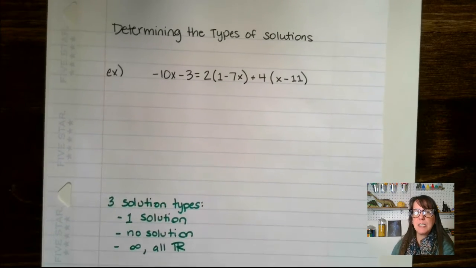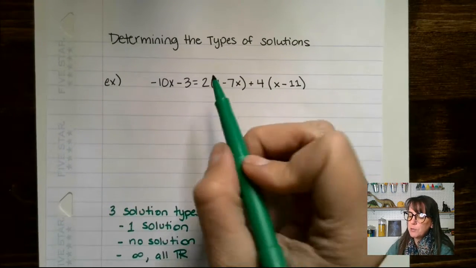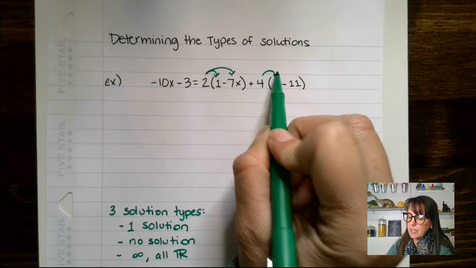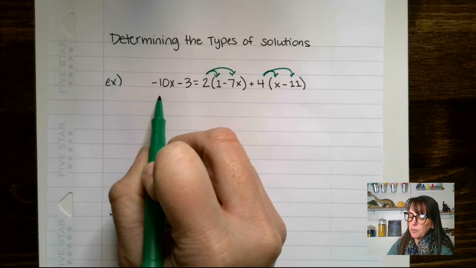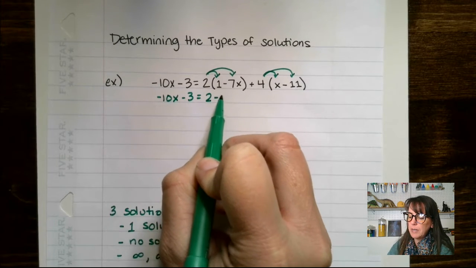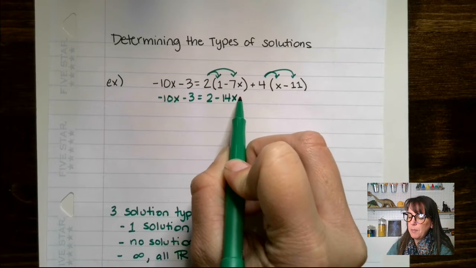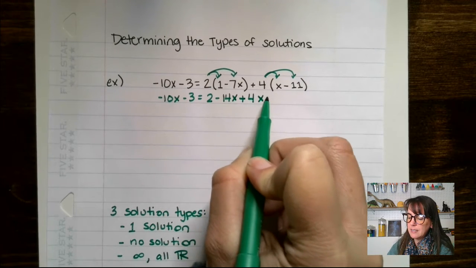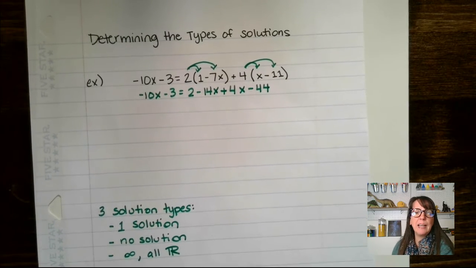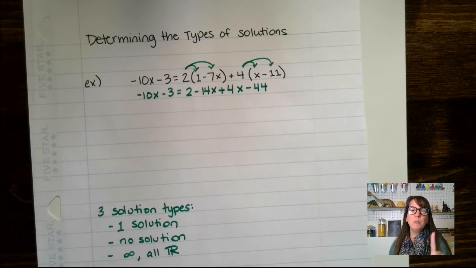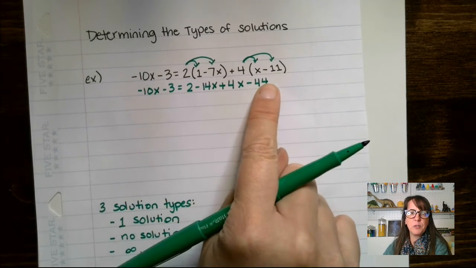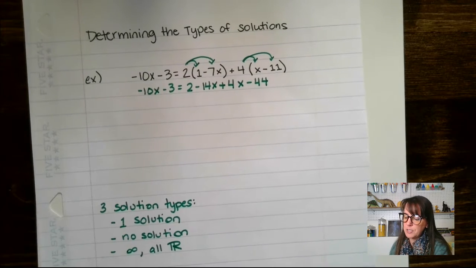All right, let's back up to here and solve this equation. First thing we want to do is distribute. We're going to distribute here and here, and then we're going to distribute here and here. So negative 10x minus 3 equals 2 minus 14x plus 4x minus 44. All right, now what you want to do is combine your like terms on either side. Don't go moving things from side to side yet. See our equal sign here? We got some work to do over here before we can go moving things to the other side.